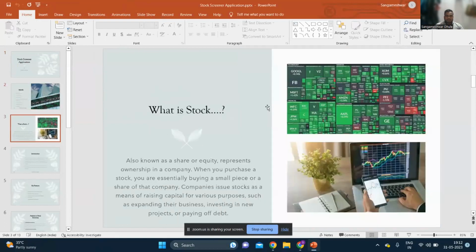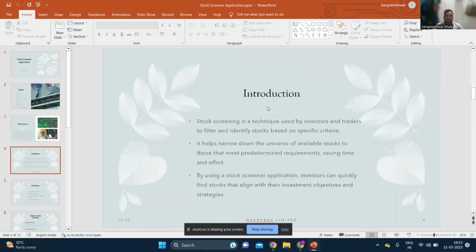So let us see what is a stock. It is also known as a share or equity, which represents ownership in a company. When we purchase a stock, we are essentially buying a small piece of that company. A company generally issues stock for raising capital for various purposes, such as expanding its businesses, investing in new projects, or paying off debt.